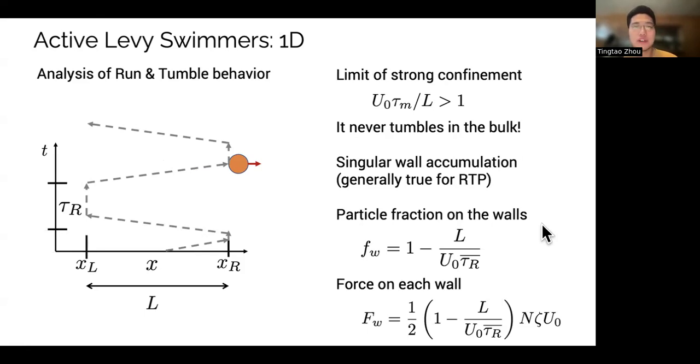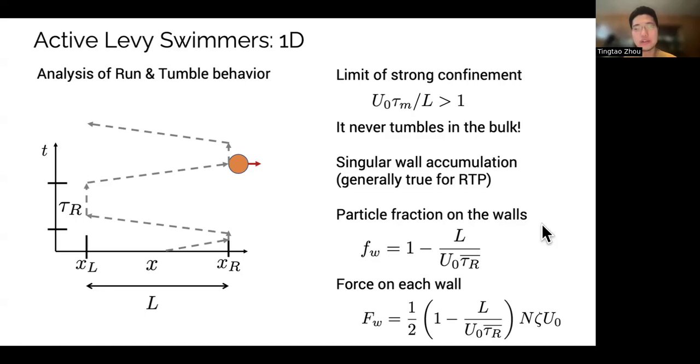Strong confinement is in the sense that the bacteria do not turn around much in the bulk, so their typical run length is much longer than the channel width. In this case, because they never have a chance to turn direction in the bulk, they basically just move ballistically from one end to the other. And then they stay at the end point for a while, before they turn direction and go to the other wall. In general, this will lead to a singular wall accumulation.